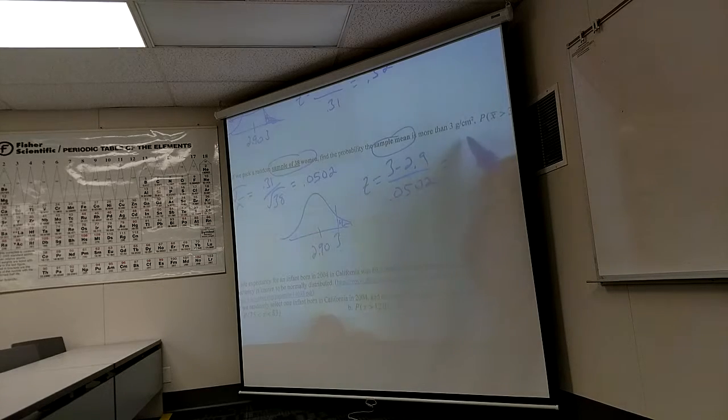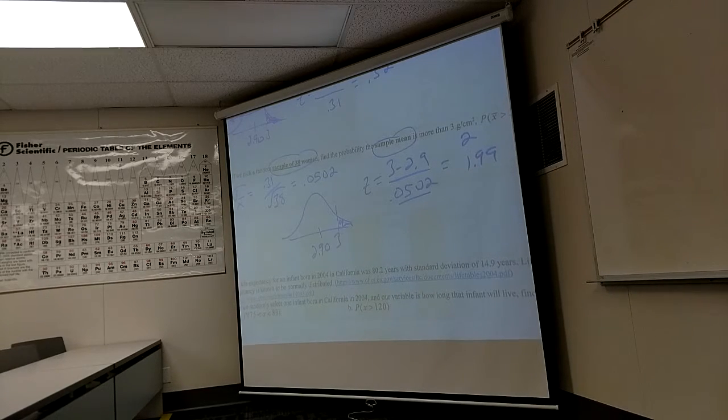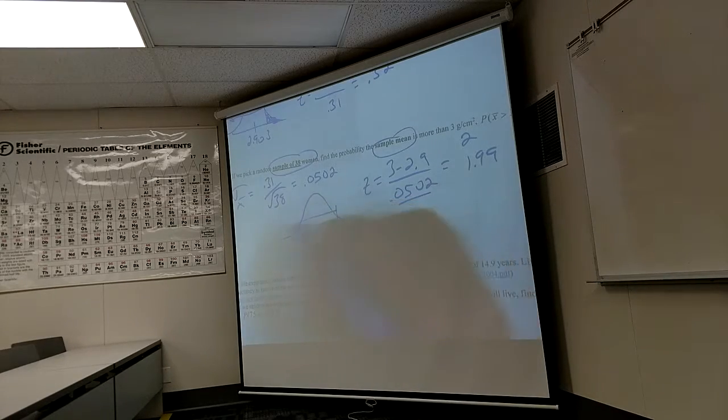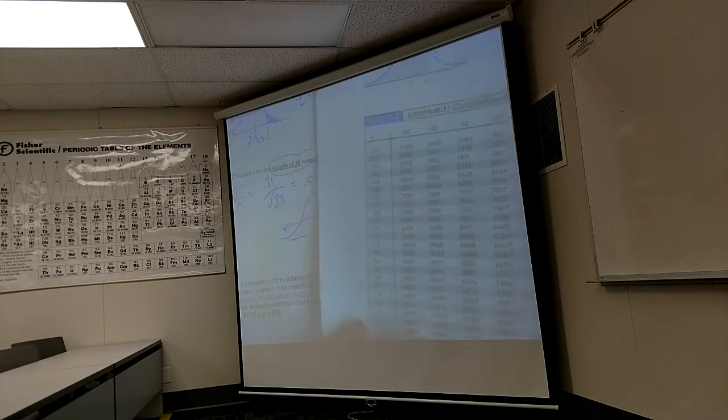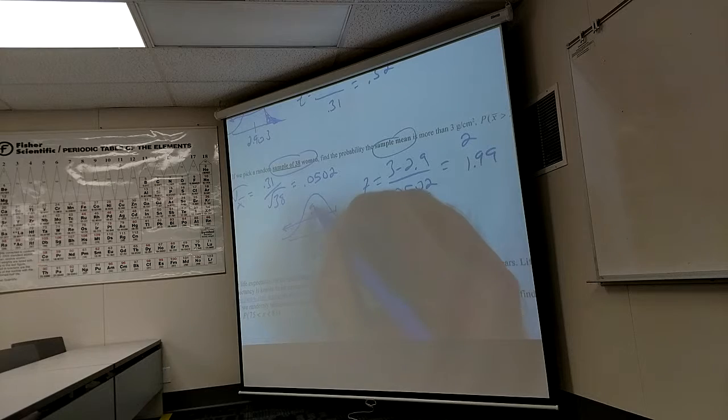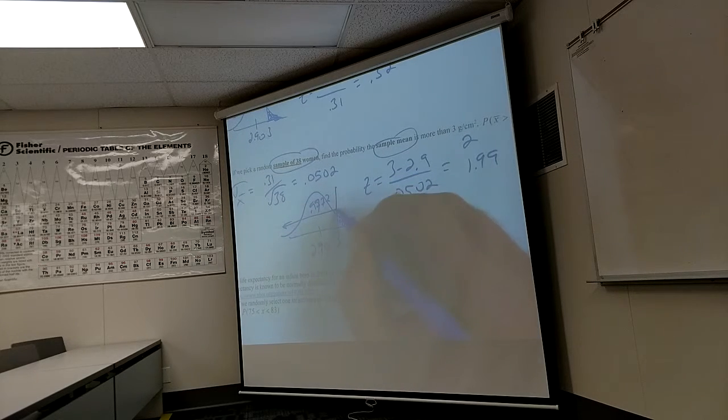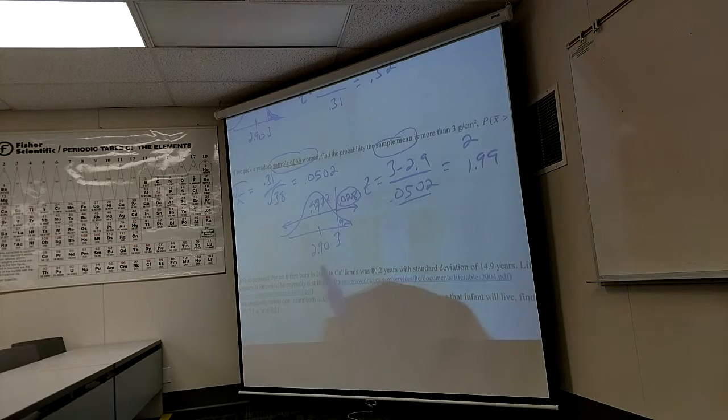Alright. So you either got 2 if you used 0.05, or you got 1.99 if you used 0.0502. So depending on which one of those, it'll be a little tiny bit different. So if you got 2, that would be 0.9772 down here. And then this would have been 0.0228. If you use 1.99, that'll be 0.9767, and then this would have been 0.0233.